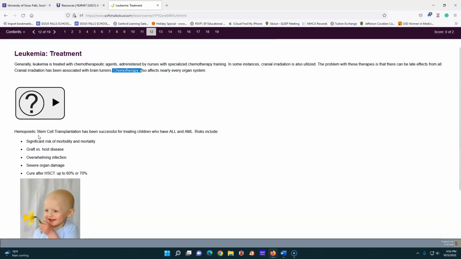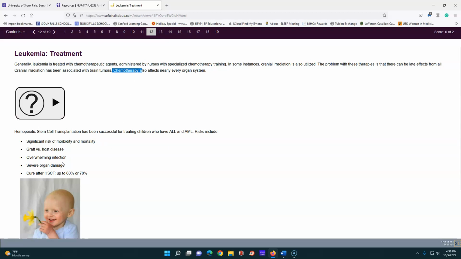We can give stem cell transplants, and that can be very effective in 60 to 70% of patients. Oftentimes before we do that, we do give chemotherapy to wipe out those counts. But in doing so, there's significant risk of morbidity and mortality because we're dropping all the cell lines. So their WBC count will go down to an absolute neutrophil count of 0 often. And so that puts them at significant risk for infection.